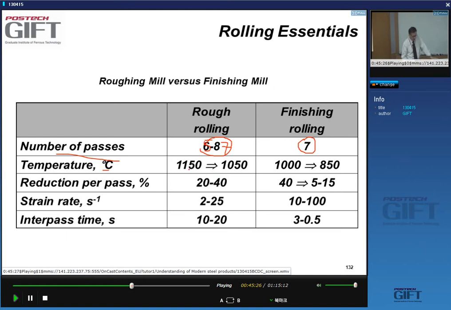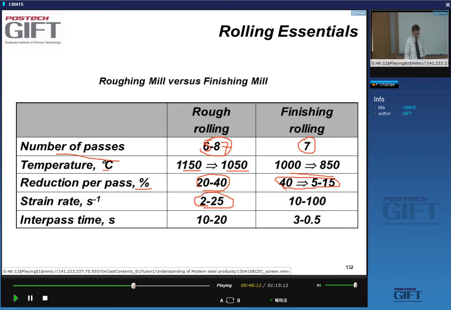Temperatures are definitely different. Roughing is above 1,000 degrees for carbon steels, and finishing is below 1,000, but above the transformation temperature for the steel. Typical reduction per pass is also very different. In the roughing mill, we will tend to be 20 to 40%. In the finisher, it depends on the position in the finishing mill. You go from relatively high to relatively low deformations. And the strain rates are very different.